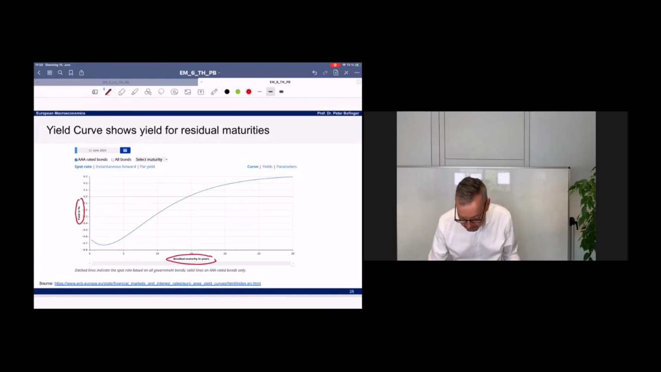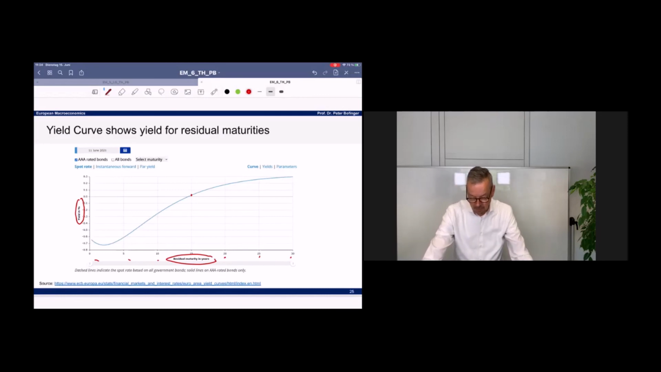So for instance, here you can see that the yield for a bond with a residual maturity of 15 years is a little bit above zero. These are AAA rated bonds, so these are German bonds and French bonds, I would say. And you can see for each maturity, the yield curve shows you the yield of a bond. So that's a way to graphically show the yields for bonds depending on their maturities.